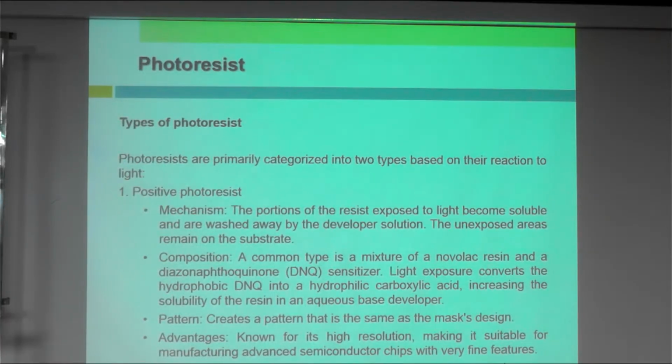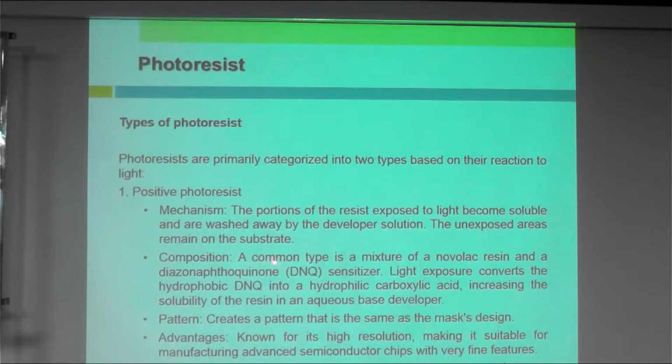And we have talked about the types of photoresist before. In detail, photoresists are primarily categorized into two types based on their reaction to light. One is called positive photoresist, where the portion of the resist exposed to light becomes soluble and is washed away by the developer solution. The unexposed area remains on the substrate. So that is what I showed at first, at a glance, of the mechanism. So this is positive photoresist.